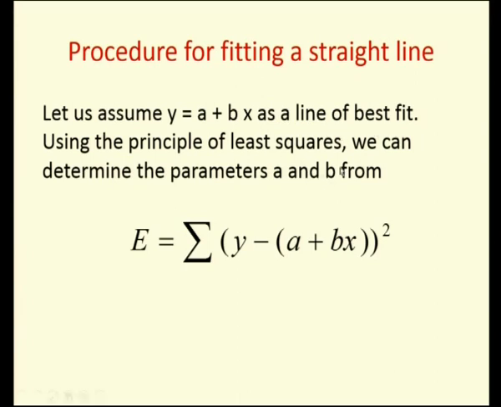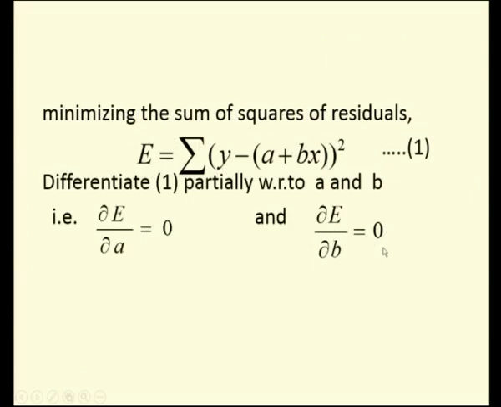Now using the principle of least squares, as I have said earlier, least square is nothing but the method of minimizing the sum of squares. Here we have two parameters, a and b, and we have to determine these two parameters, which can be done by the equation E is equal to summation y minus a plus bx the whole squared, minimizing the sum of squares of the residuals.